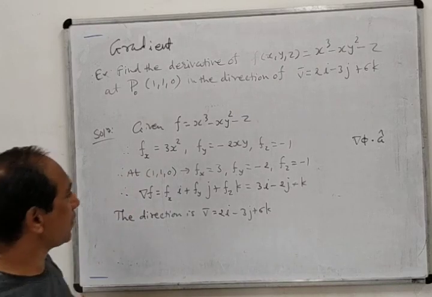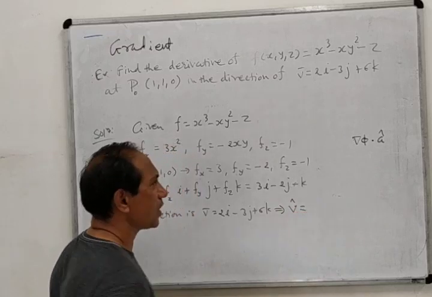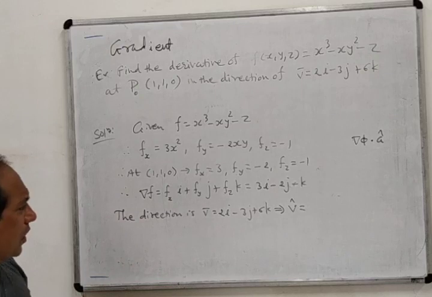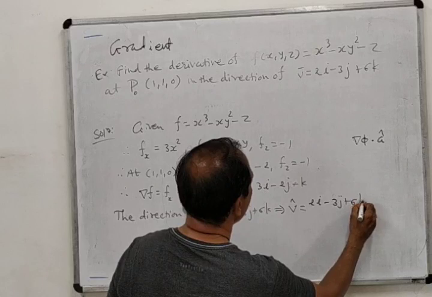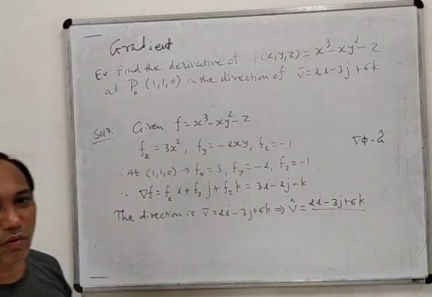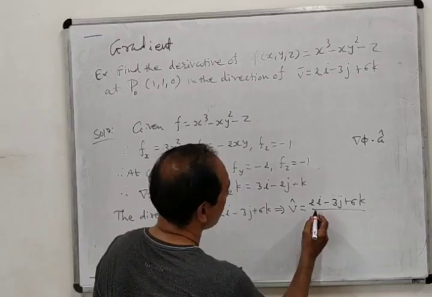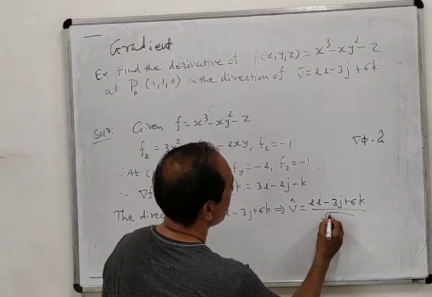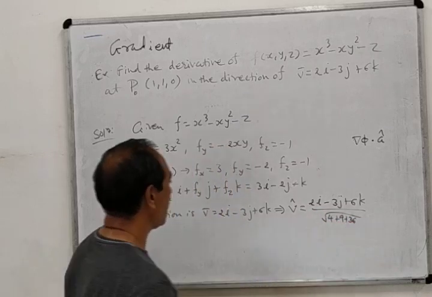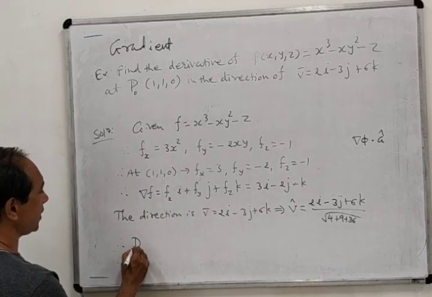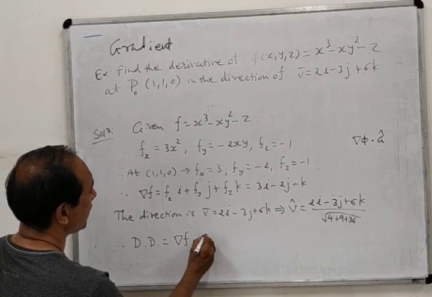But here we require its unit vector. So v cap, whatever the name is given, we will use this name only. For 2i minus 3j plus 6k, we can write down its unit vector directly by dividing it by its magnitude. Its magnitude is the square root of 4 plus 9 plus 36. And therefore directional derivative equals gradient of f dot v cap.